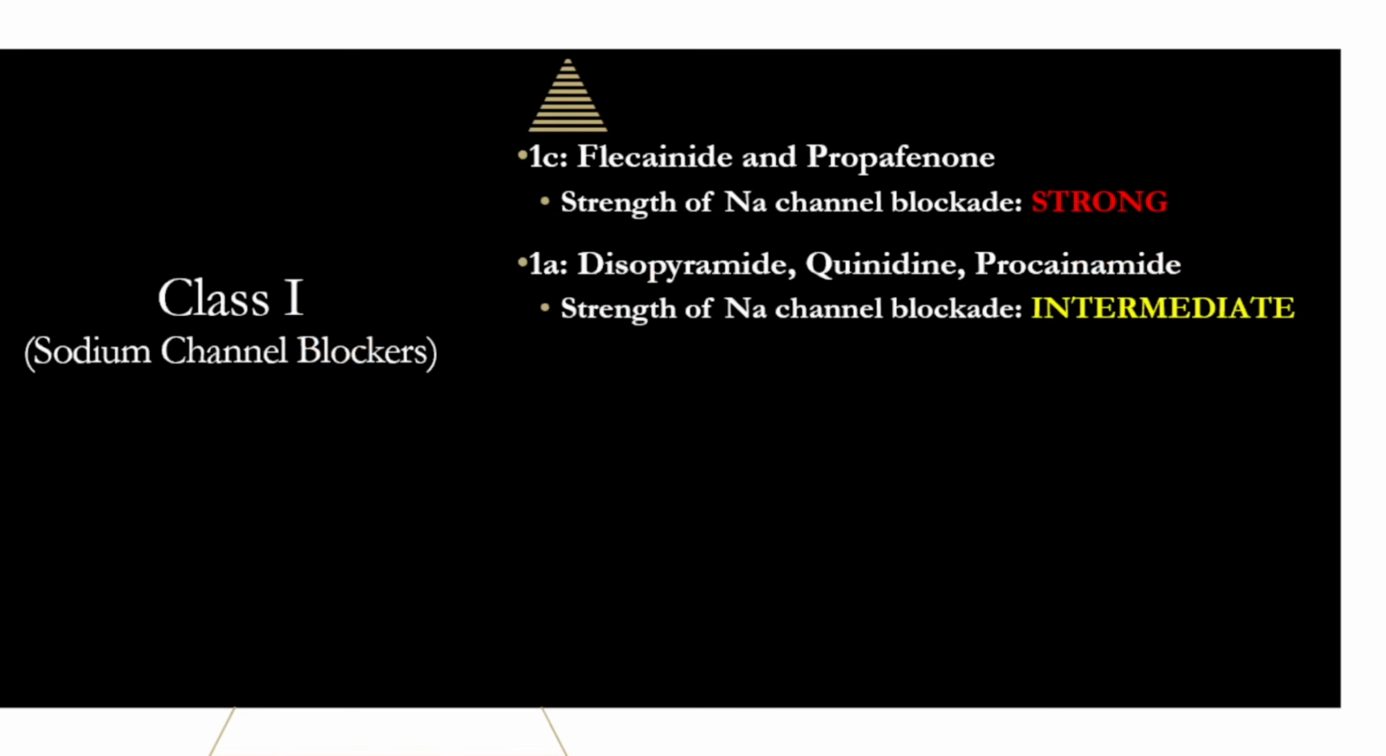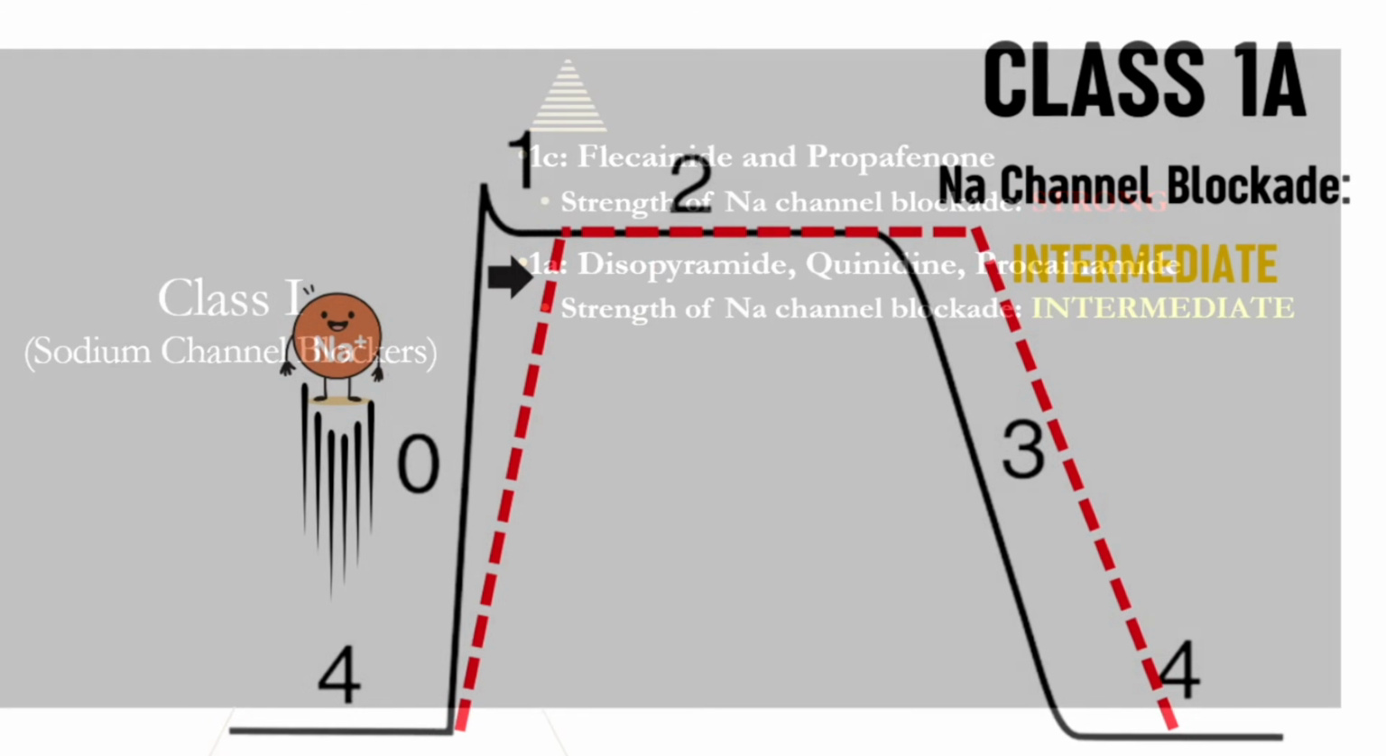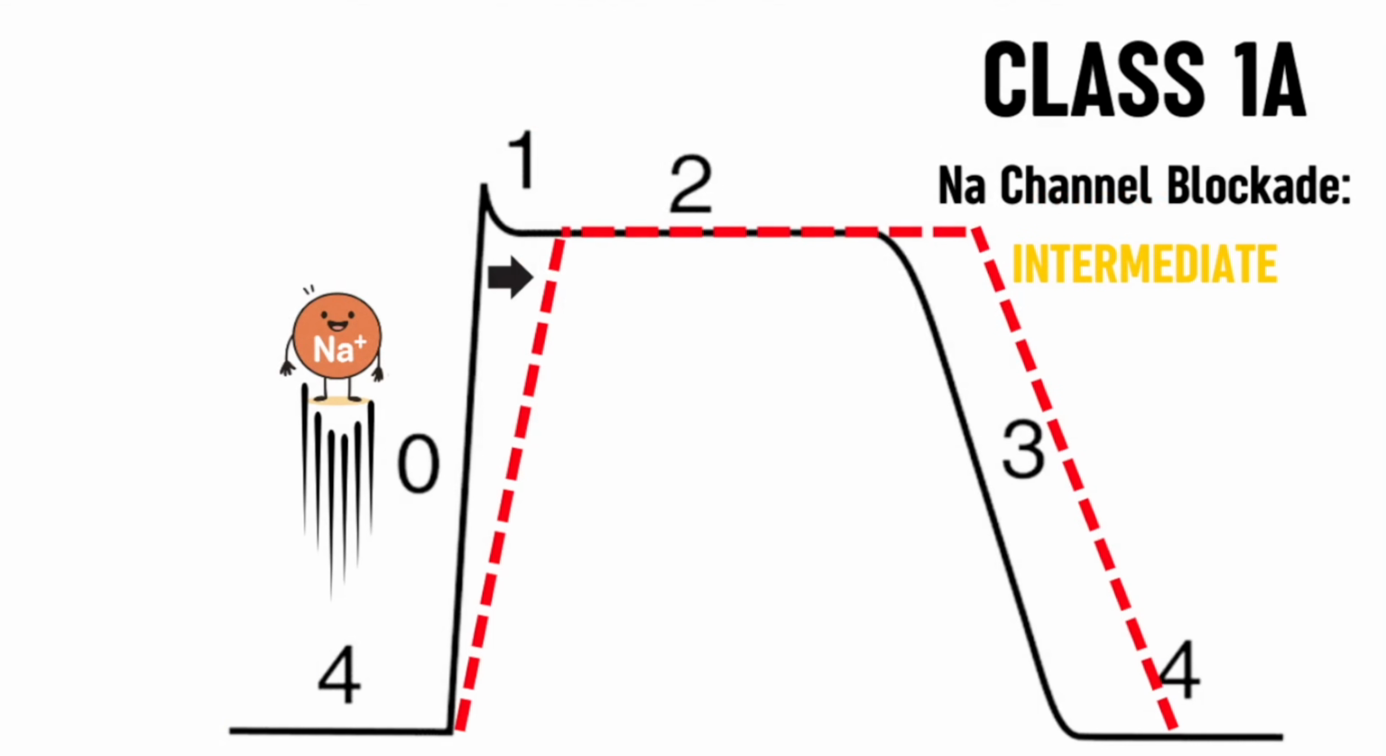Next are class 1A drugs, which produce intermediate blockade, producing a moderate slowing of phase 0, but most importantly, they also block potassium. Sneaky little guys. This lengthens the effective refractory period and the action potential duration, resulting in QT prolongation, which is going to cause some issues we'll go into more depth about in just a few minutes.